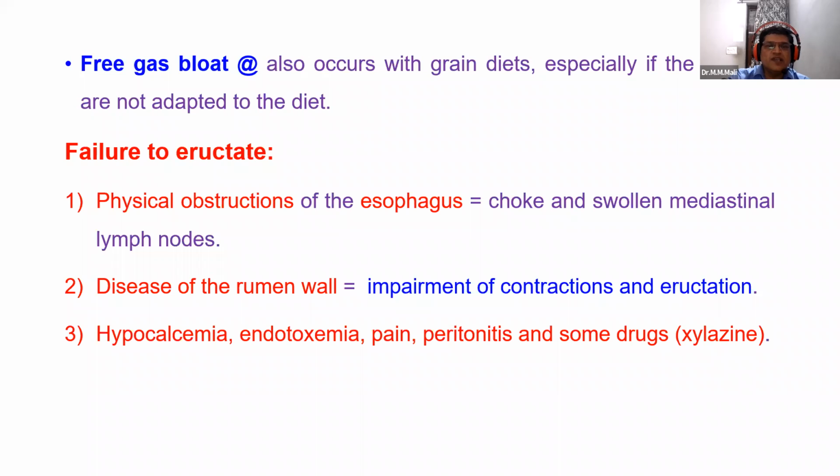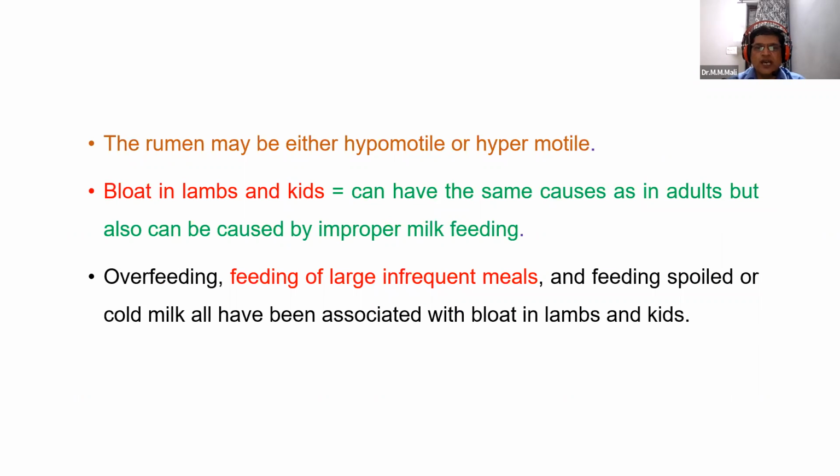Free gas bloat also occurs with grain diets, especially if the animals are not adapted to that diet. The third category, failure to eructate, is mechanical obstruction or secondary ruminal tympany. It may occur due to physical obstruction of the esophagus, for example in choke or swollen mediastinal lymph nodes, disease of the rumen wall like impairment of contraction and eructation, and some clinical conditions like hypocalcemia, endotoxemia, pain, peritonitis, and some drugs like xylazine. They impair the normal eructation process and ultimately lead to the development of bloat in the rumen. The rumen may be either hypomotile or hypermotile, and both conditions are responsible for the occurrence of bloat.